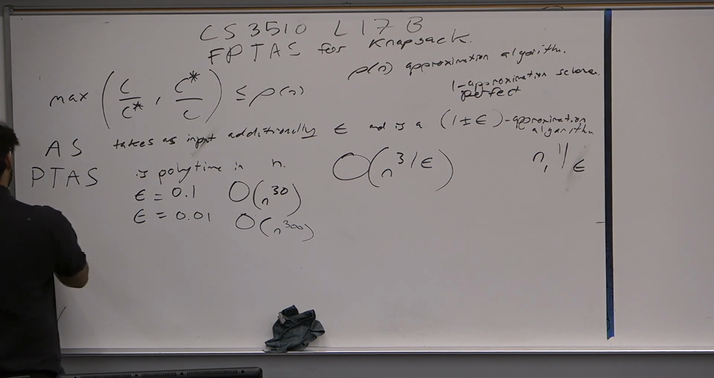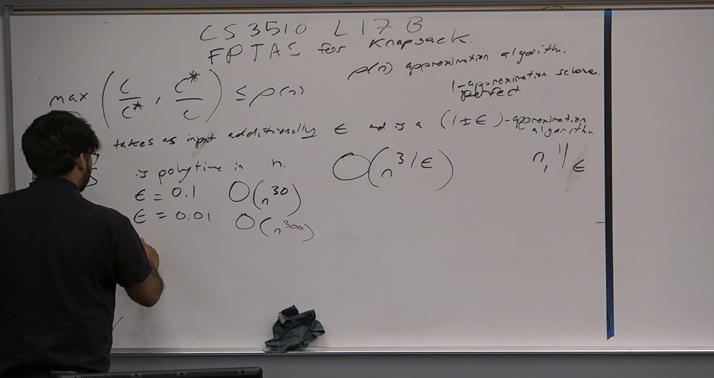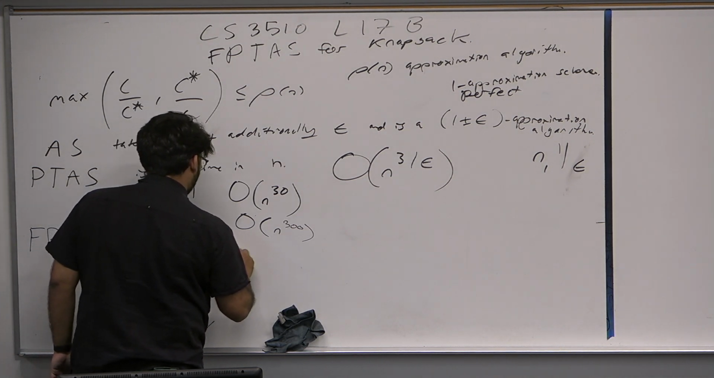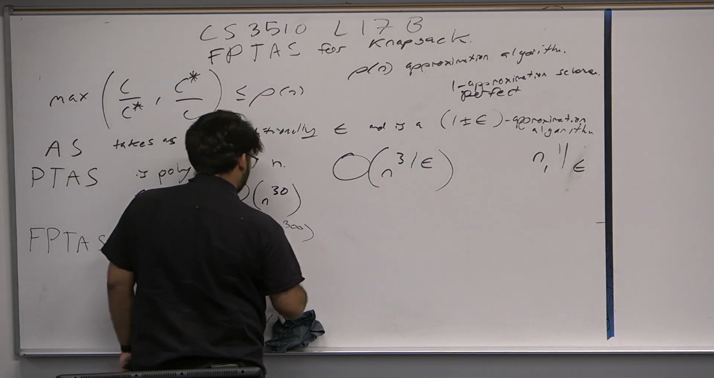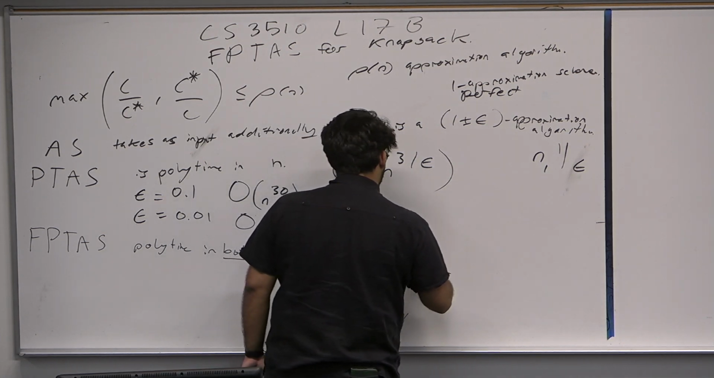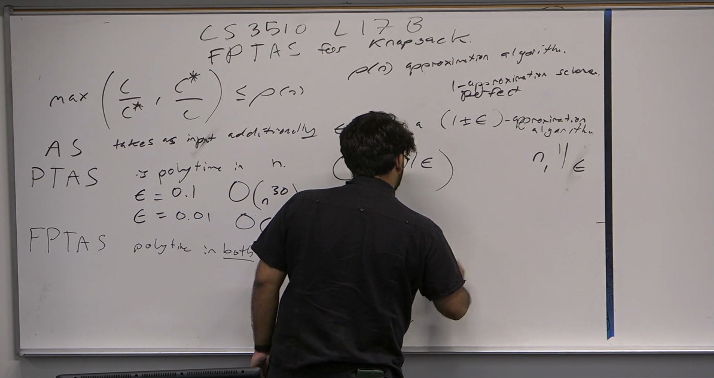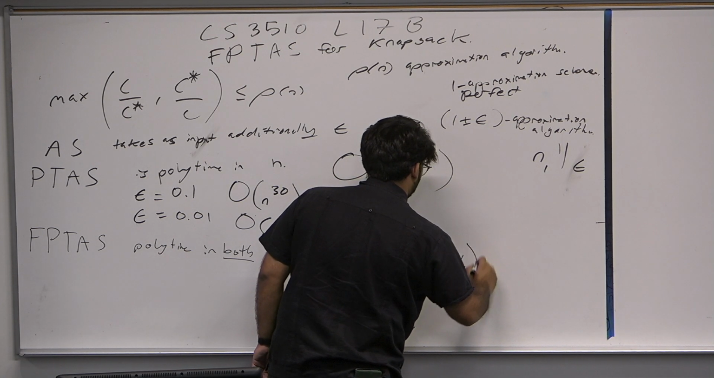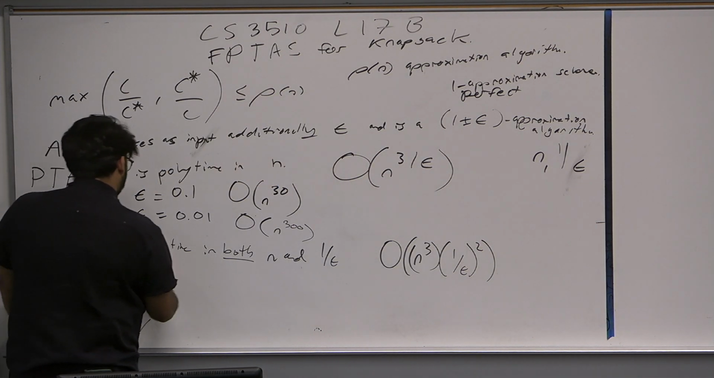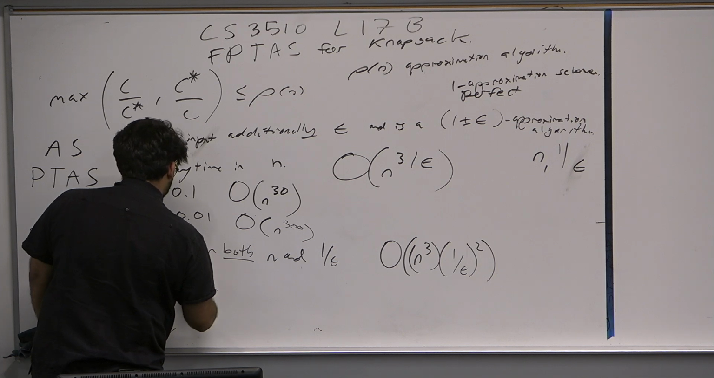Let's come up with another thing. Fully polynomial time approximation scheme is polytime in both n and 1 over epsilon. So for example, n cubed times 1 over epsilon squared, right? If I ask you for 10% error here, what is our quote-unquote runtime? But we fix the error.